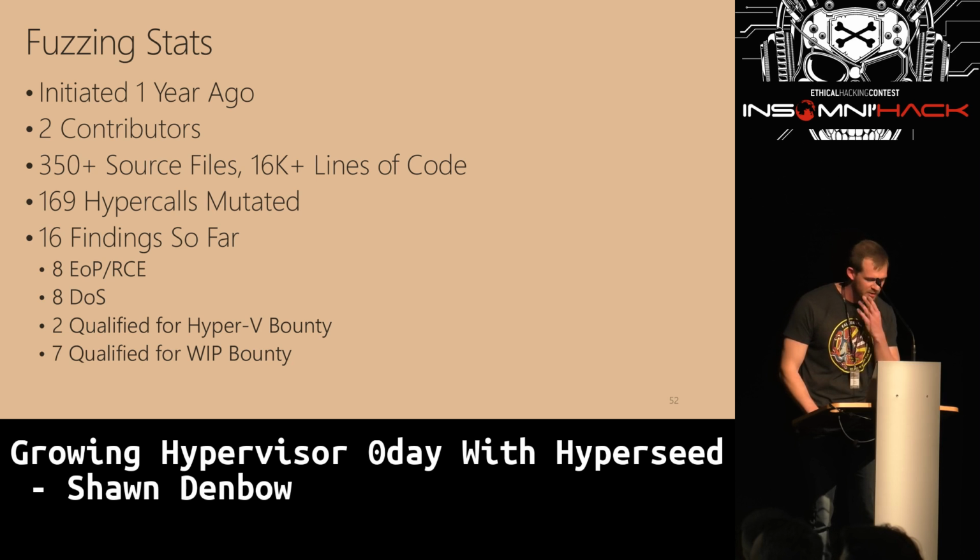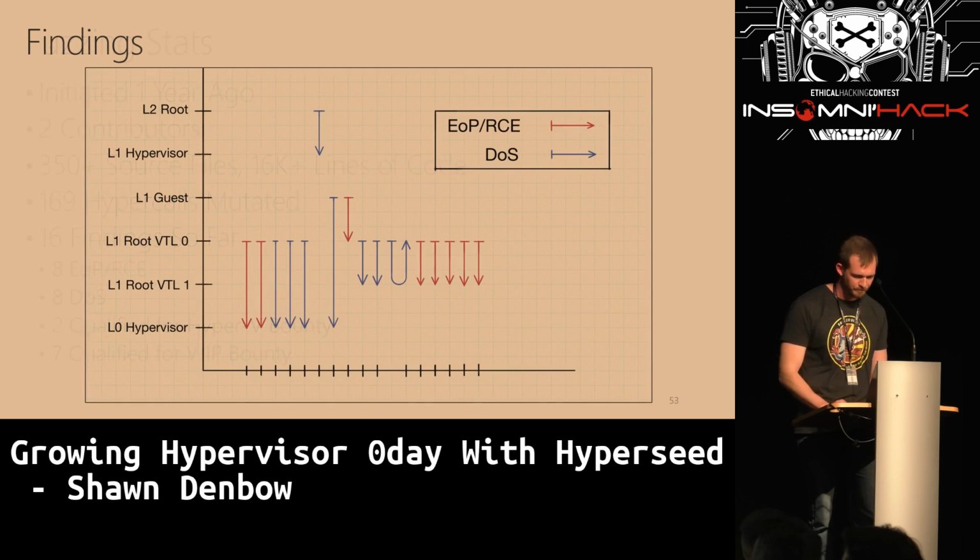Running a little behind on time, so going to speed up. We found 8 escalation of privilege or remote code execution, and 8 DOS. Then 2 of these qualified for the Hyper-V bounty, and 7 qualified for the WIP. So let's see how much money we would have made if we reported these as an external.